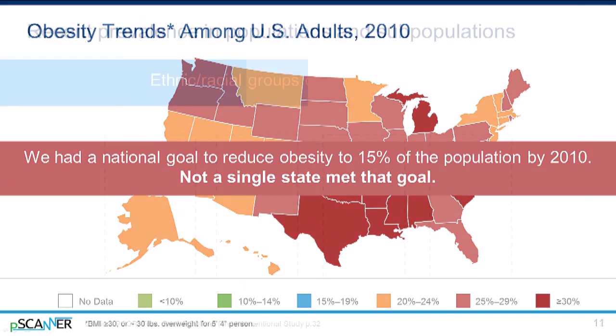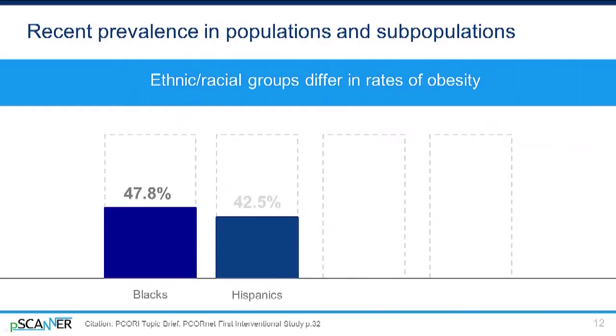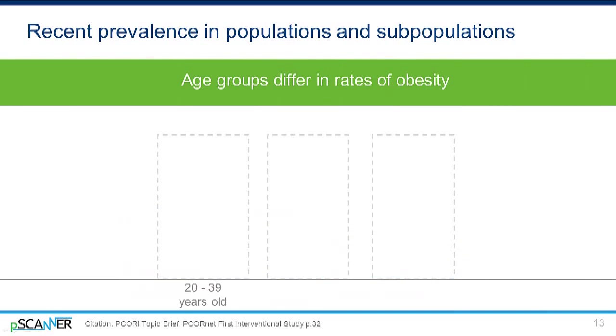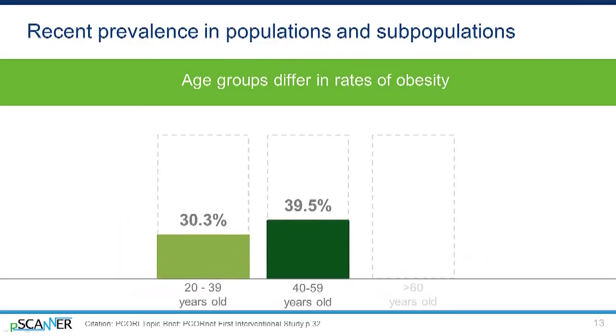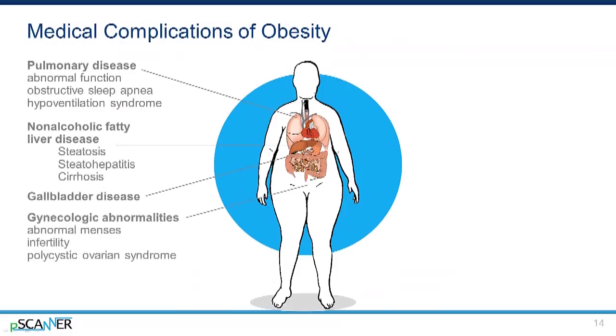Not one. Ethnic and racial groups have different rates of obesity also. The U.S. Black population has the highest rates of obesity, followed by U.S. Hispanic Latino people. In this country, whites and Asians have lower rates of obesity. Obesity rates also differ by age groups. Middle-aged adults from ages 40 through 59 have the highest rate of obesity compared to younger and older adults. Being obese increases the risk of other medical problems such as diabetes, heart disease, arthritis, stroke, depression, and other long-term problems.